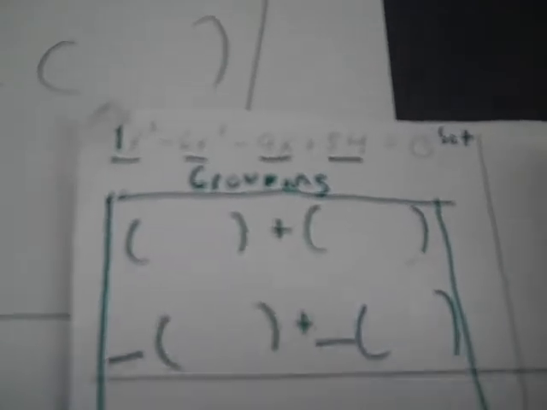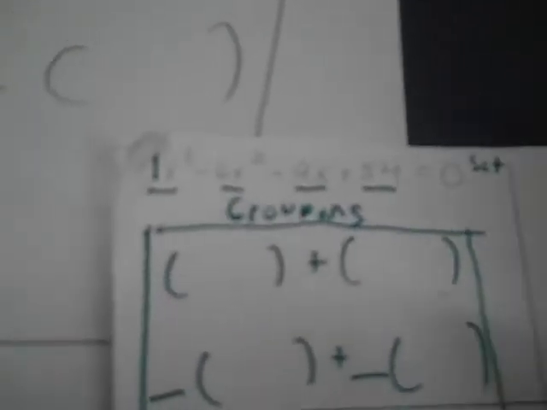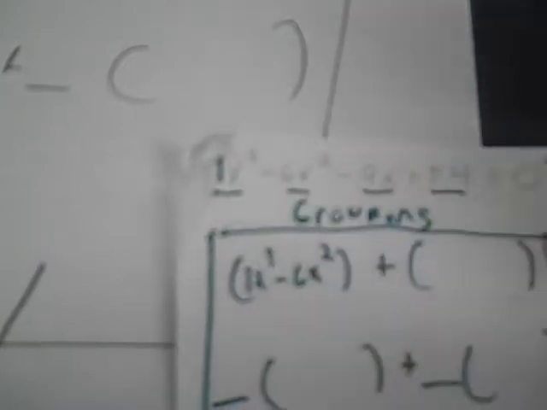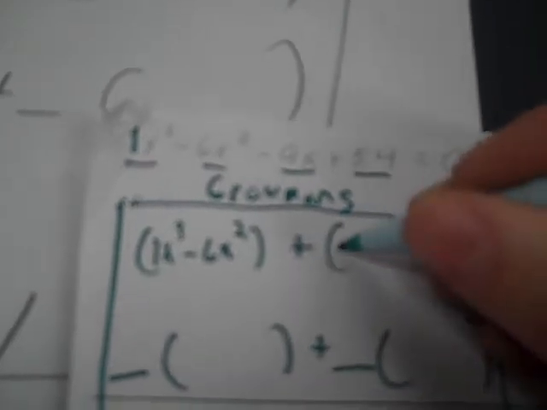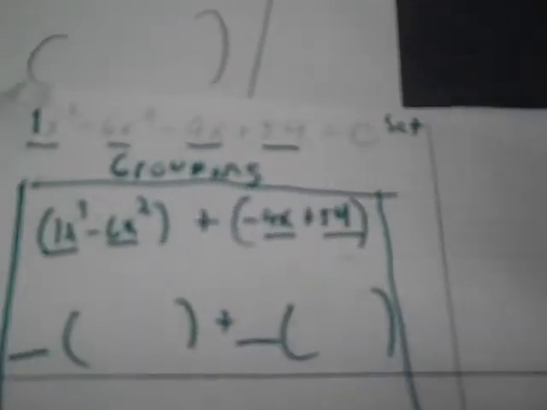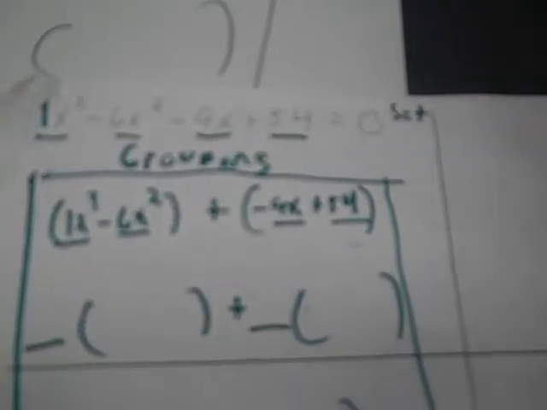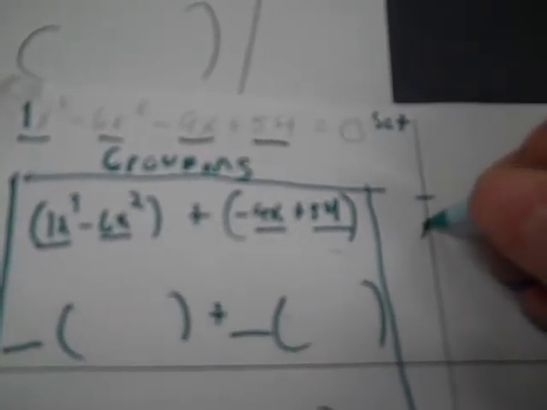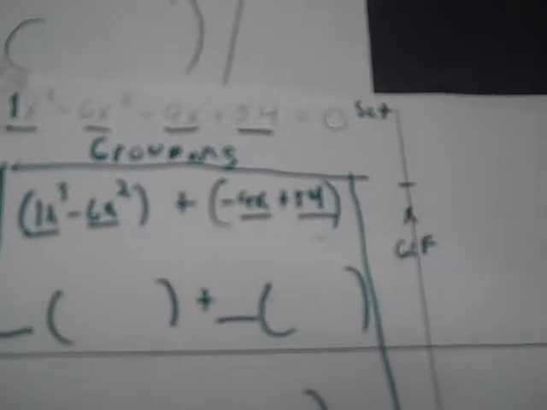Okay. Now here's how you execute the grouping, factor by grouping. You put 1x to the third minus 6x to the second. You put the first 2 together. Then you put negative 9x. You've got to make sure you go negative 9x plus 54. Okay, then I'm going to do what I did in that last packet. We're going to decide what to divide these by. Think back to the last packet. You check for negative, you check for x, and then you go GCF calculator.